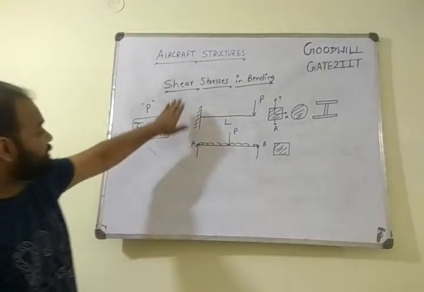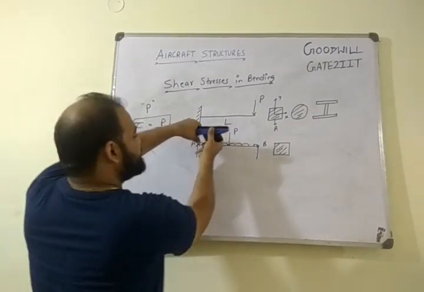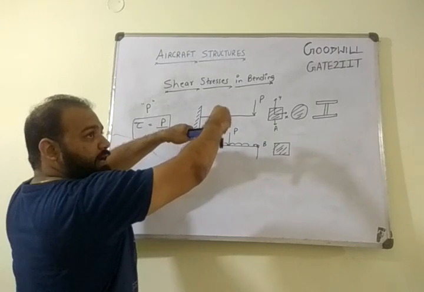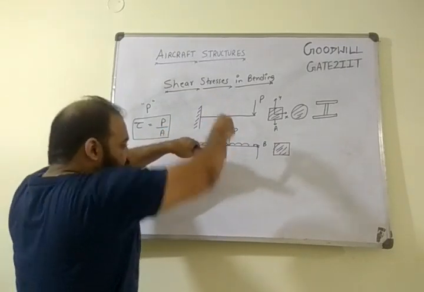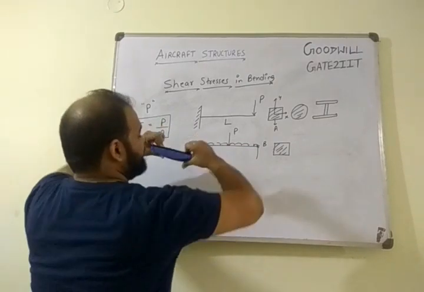Now, why do we name it shear stresses in bending? The reason being, once you have a system which is fixed here and you apply a load which is parallel to the cross section, that means shear force. So this will automatically try to bend your structure. So it can be any case of bending.